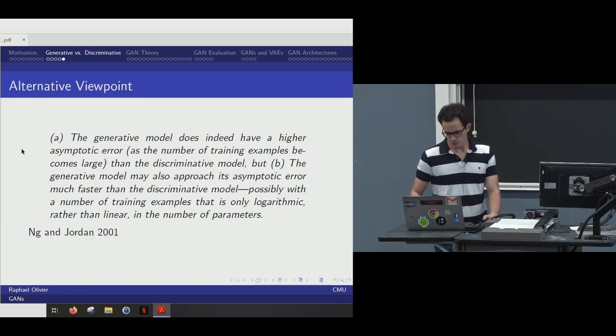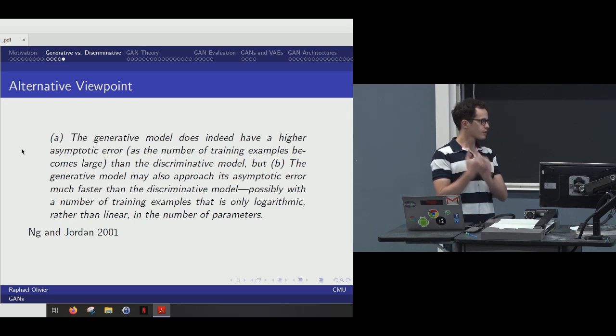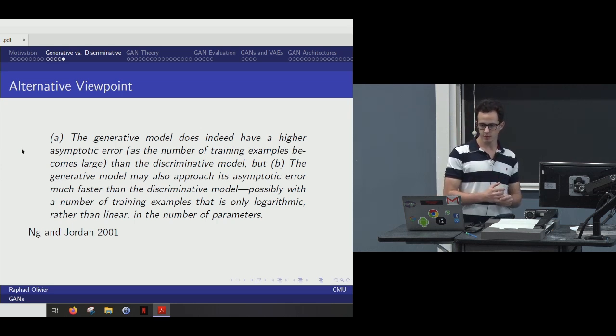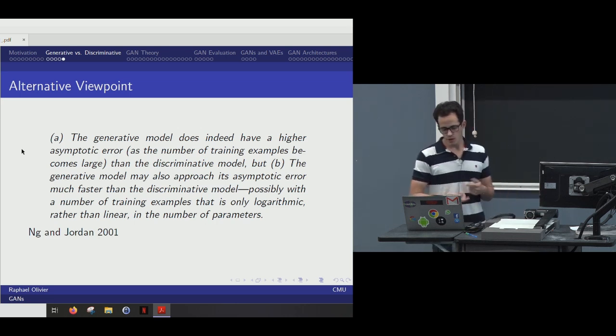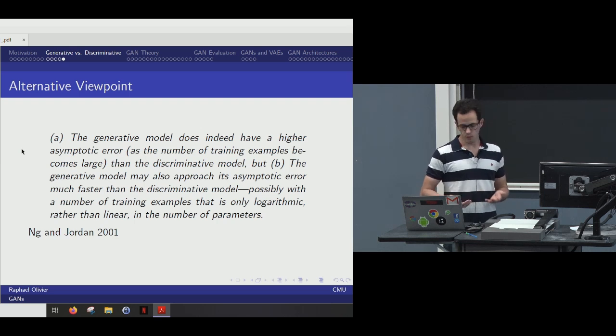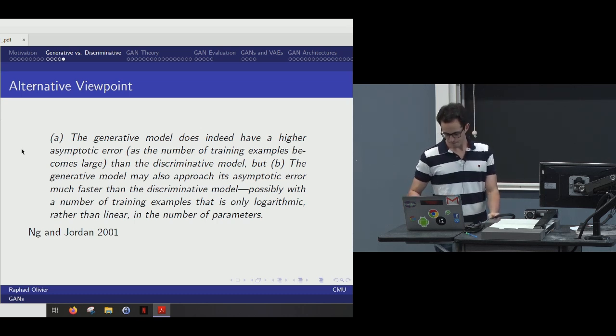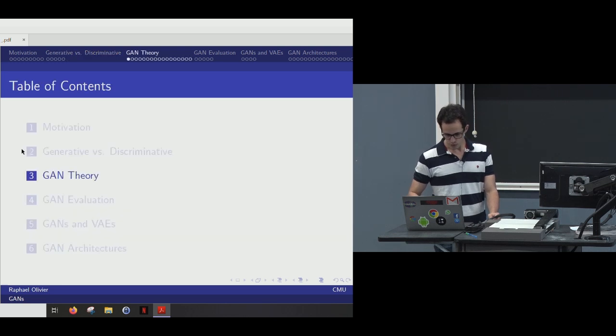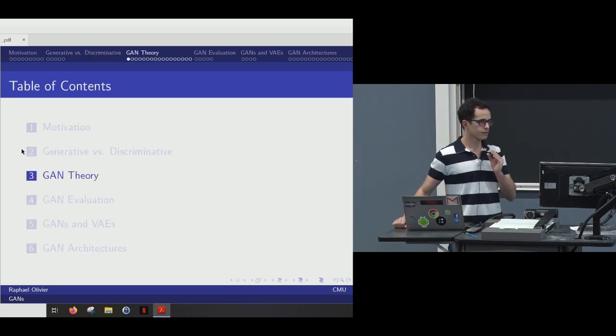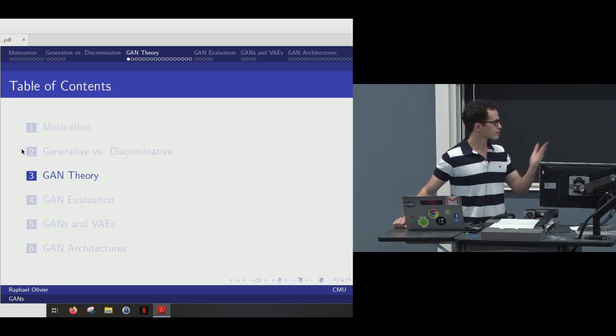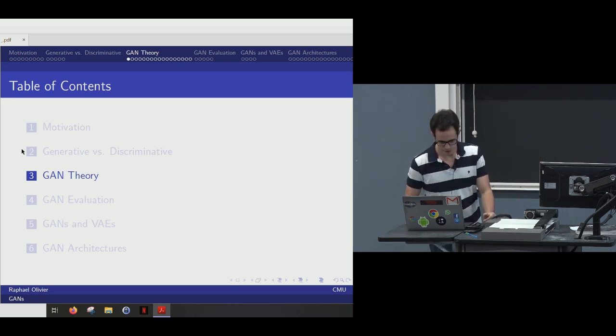But you do have an alternate viewpoint. That would be that generative models may have a bigger error than discriminative models, but they also tend to converge faster because they have a different kind of bias, and you can use that to your advantage. That's just a debate that's been going on for a while, with a lot of generative models that were there before neural networks were popular. But from now on, we're going to focus on neural network-based generative models, which are either GANs or VAEs. We'll have a word about VAEs later.